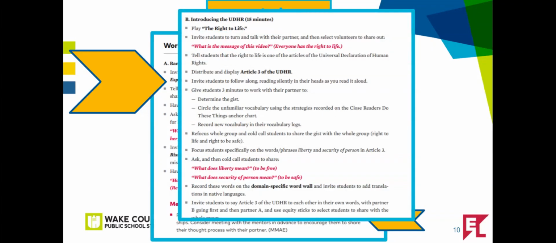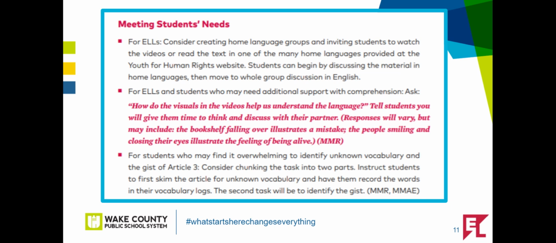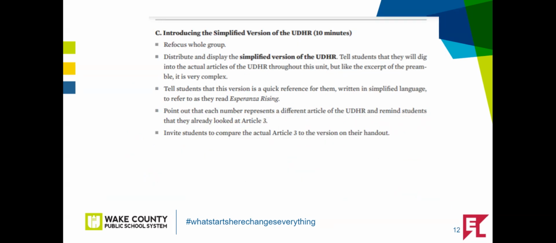During work time B, notice that the focus is on vocabulary of Article 3 of the UDHR. Students will add the words liberty and security to their domain-specific vocabulary list. Add these to your class word wall also, having two students draw a visual for each of the words before they are displayed. Also, you may want to give an example of other words that are domain-specific, such as author and main idea, or seed and stem. Again, it may help all students if you chunk the task into two parts, first identifying Article 3 for unknown vocabulary and adding it to the logs, and then determining the gist.